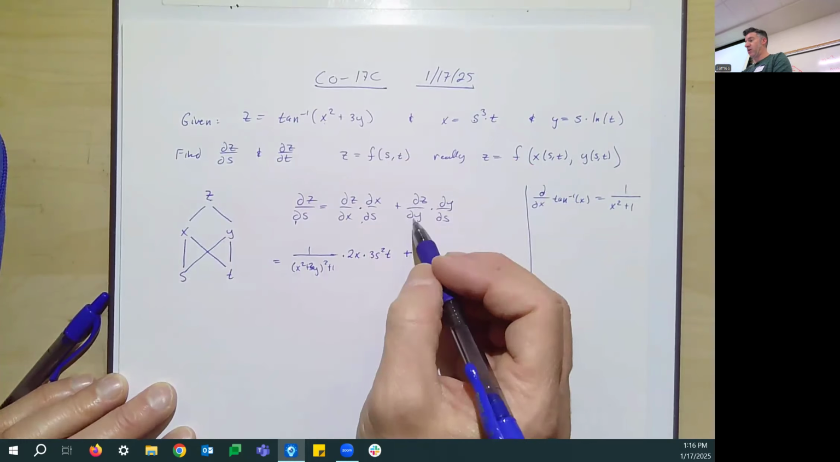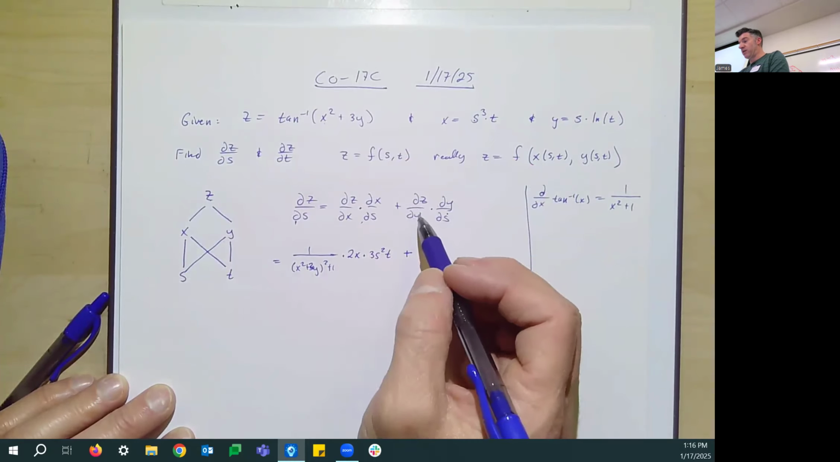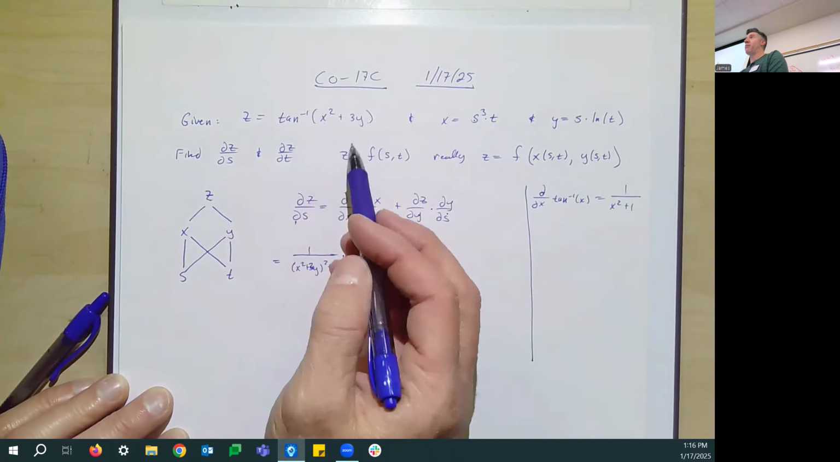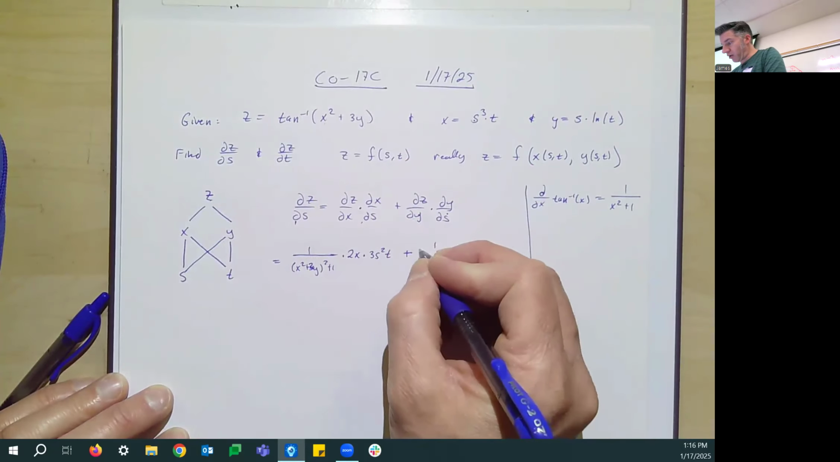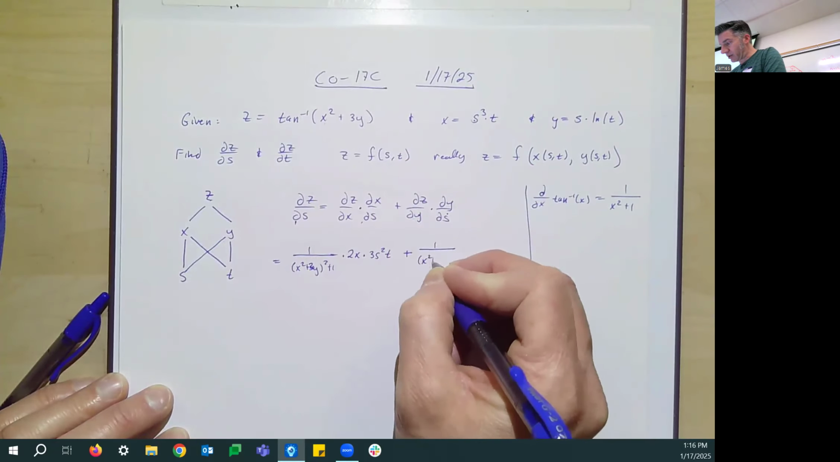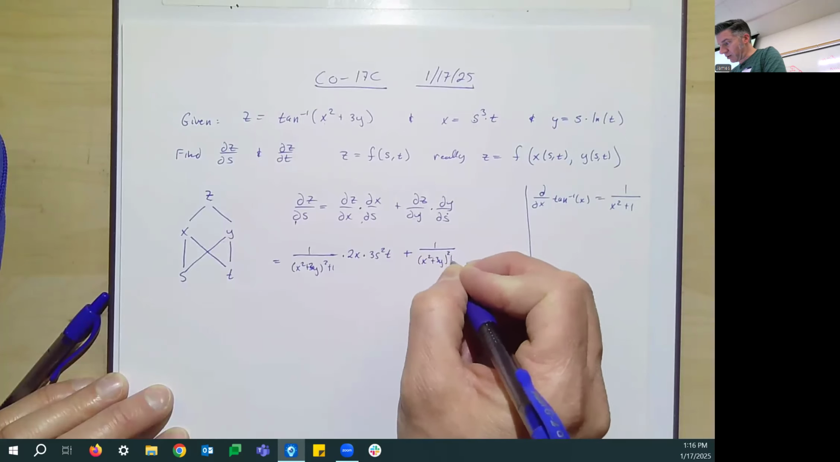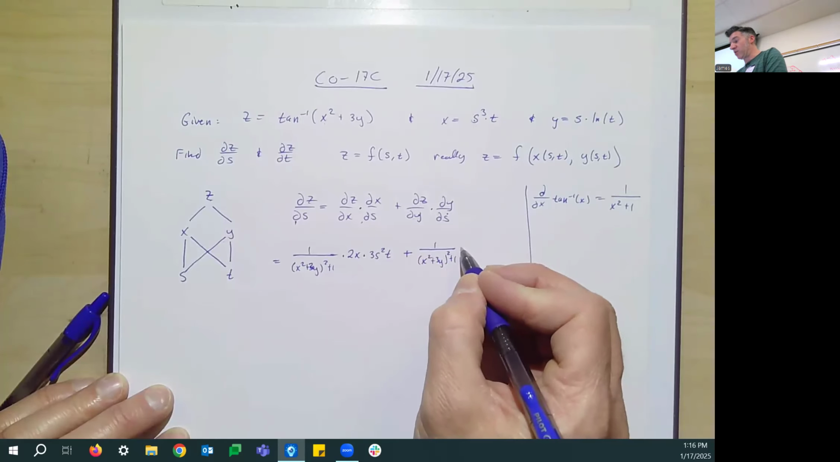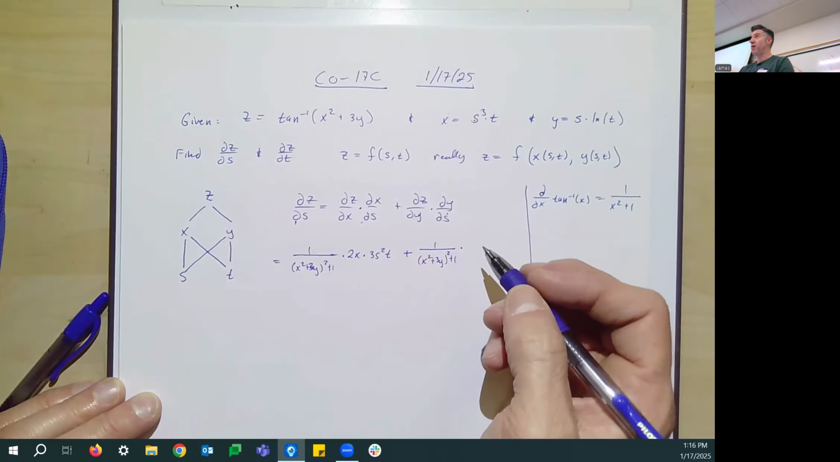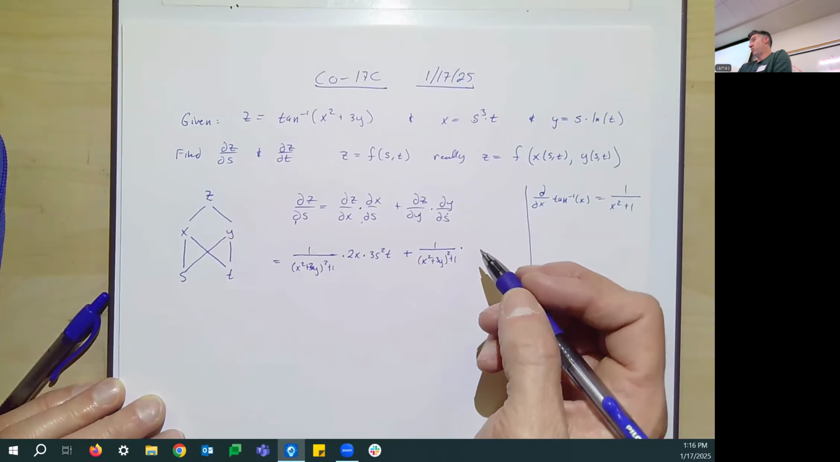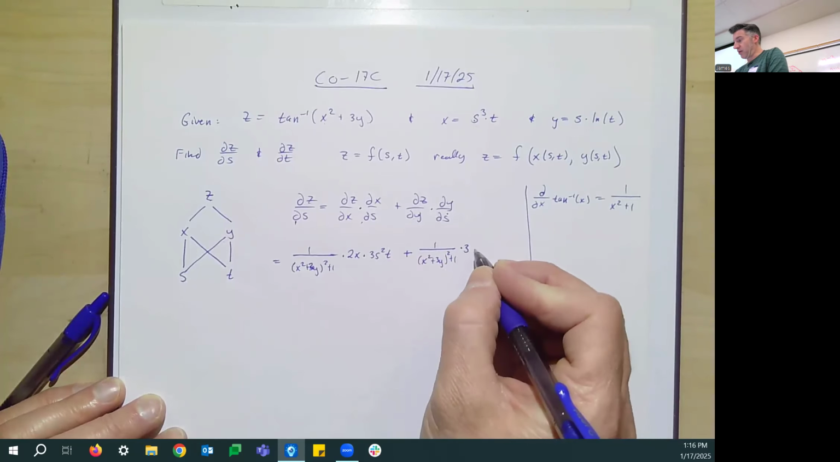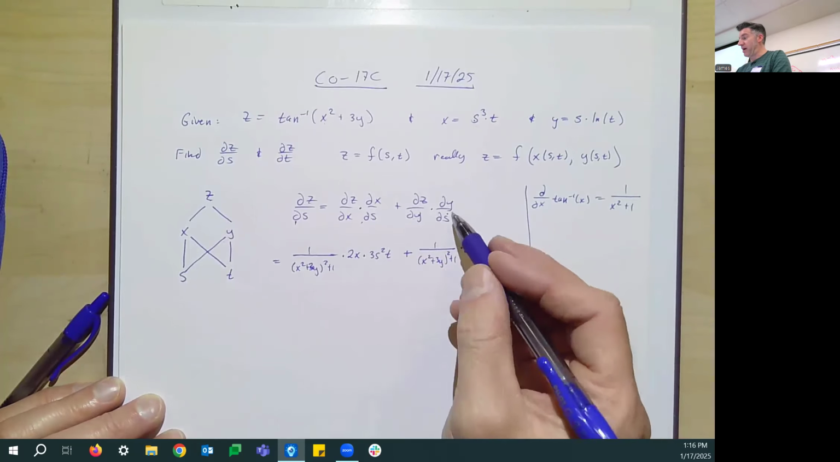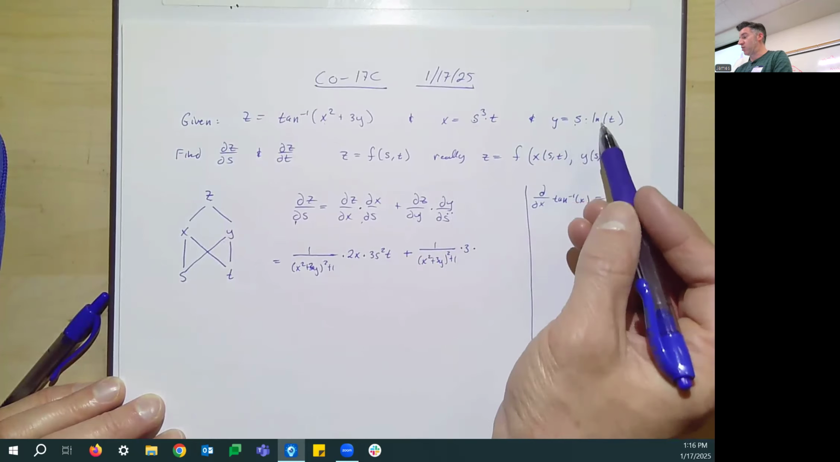Plus, then we do del z del y times del y del s. So del z del y, same first step. The derivative of the arctangent of some stuff is also going to be 1 over that stuff, x squared plus 3y squared plus 1. But now we have to multiply by the derivative of the insides, and this time the derivative of the insides is going to be 3 because it's the partial with respect to y instead of with respect to x. And then we're going to multiply by del y del s, which is going to be 1 times the natural log of t.